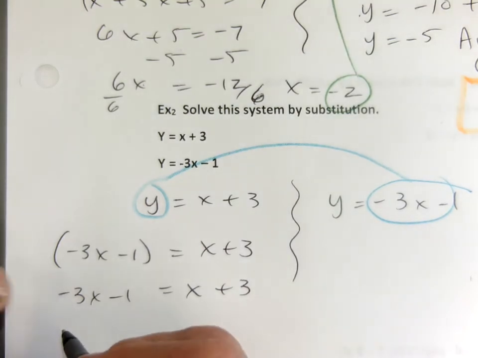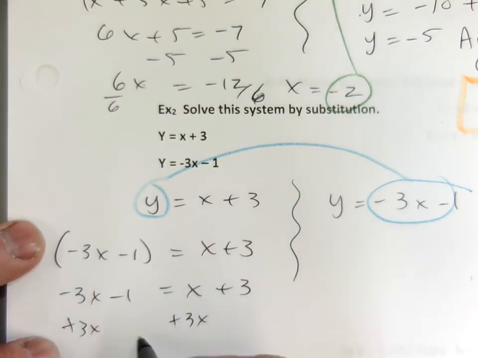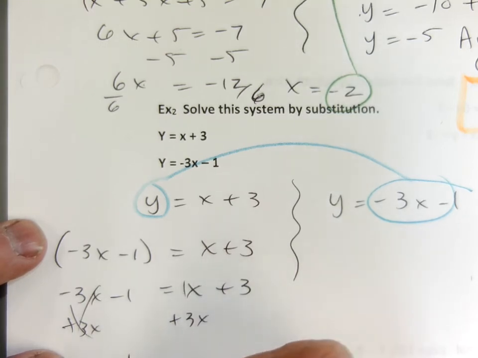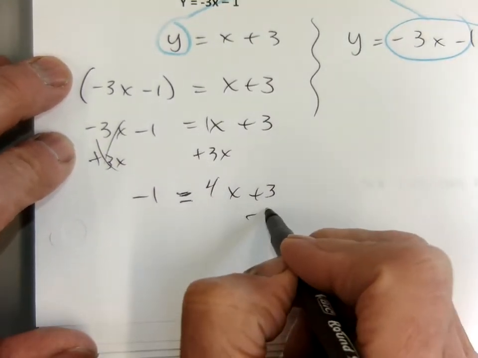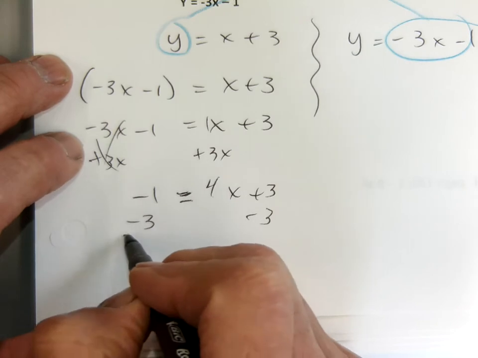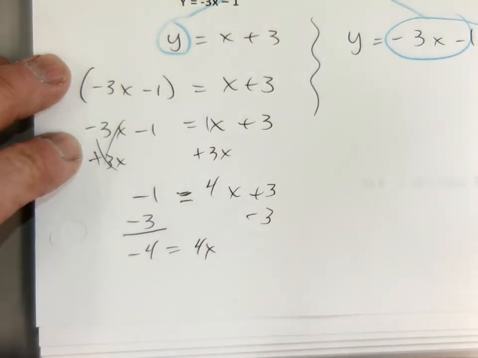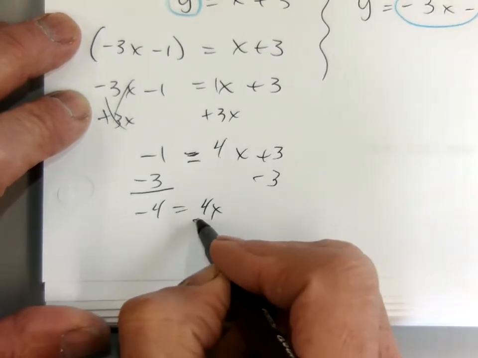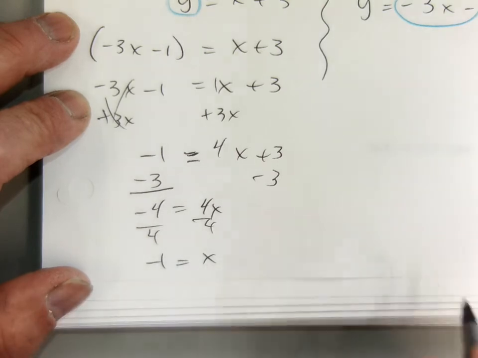I'll go plus 3x. Negative 1 equals 4x plus 3, right? Minus 3. Negative 4 equals 4x. Divide by 4, divide by 4. So x equals negative 1. Okay, I have one answer.